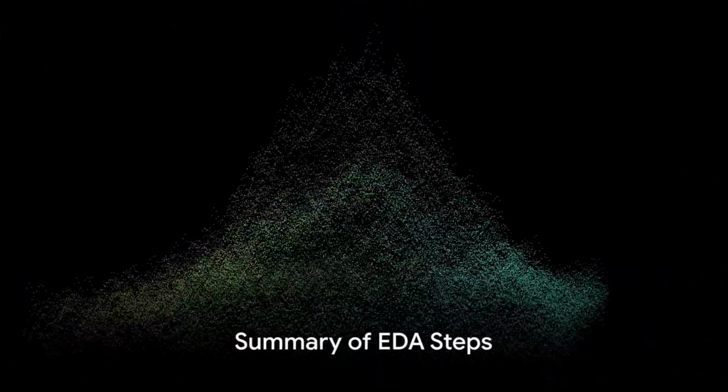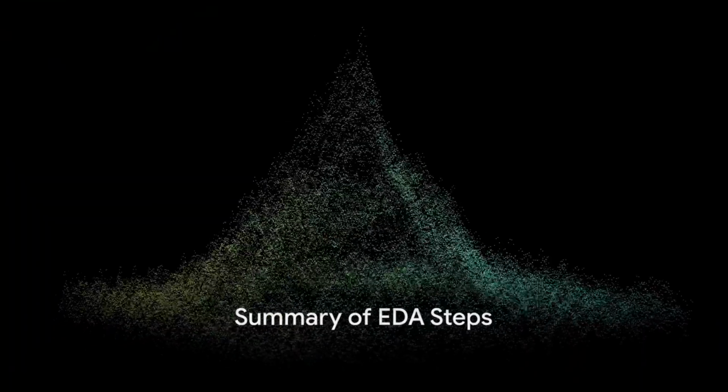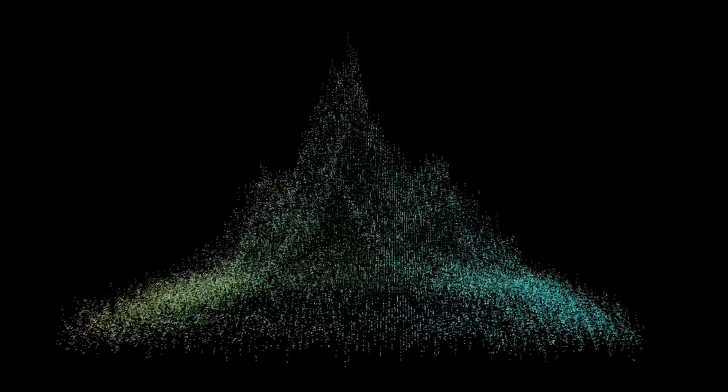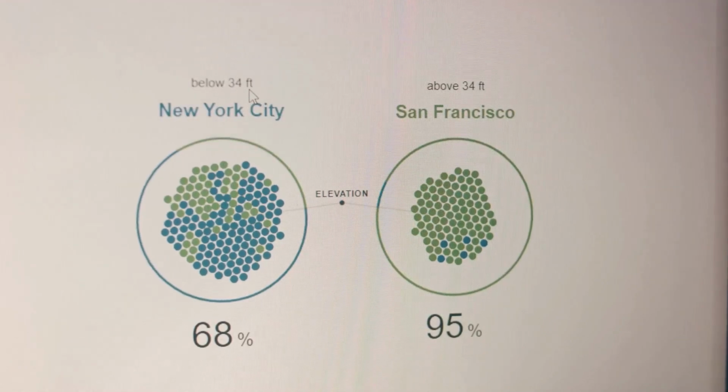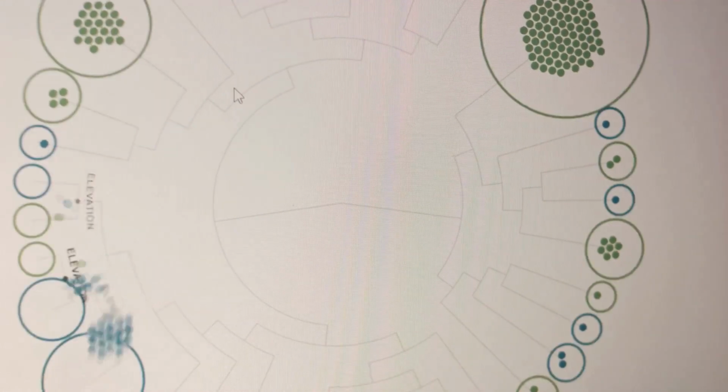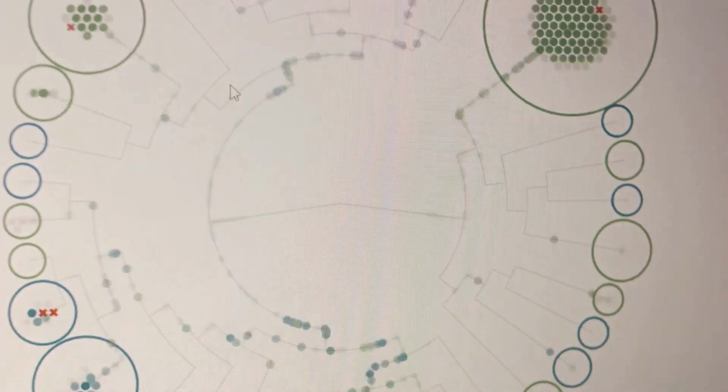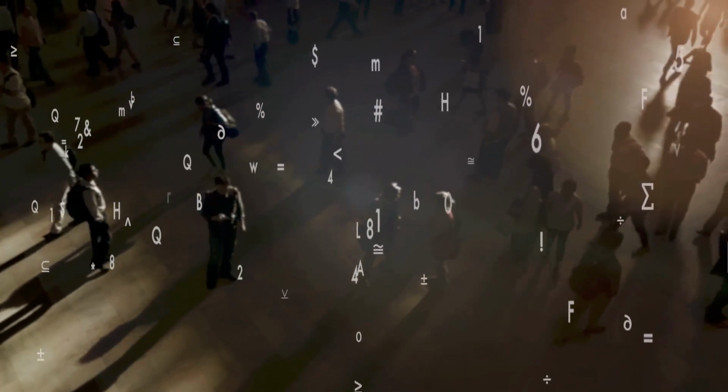To summarize, in this module, we've explored the 3 crucial steps in exploratory data analysis. We began with data visualization, using tools like Matplotlib, Seaborn, and Plotly to create visual representations of our data. We then performed statistical analysis, understanding the distribution and relationships within our data. Finally, we use dimensionality reduction techniques to simplify our complex datasets.